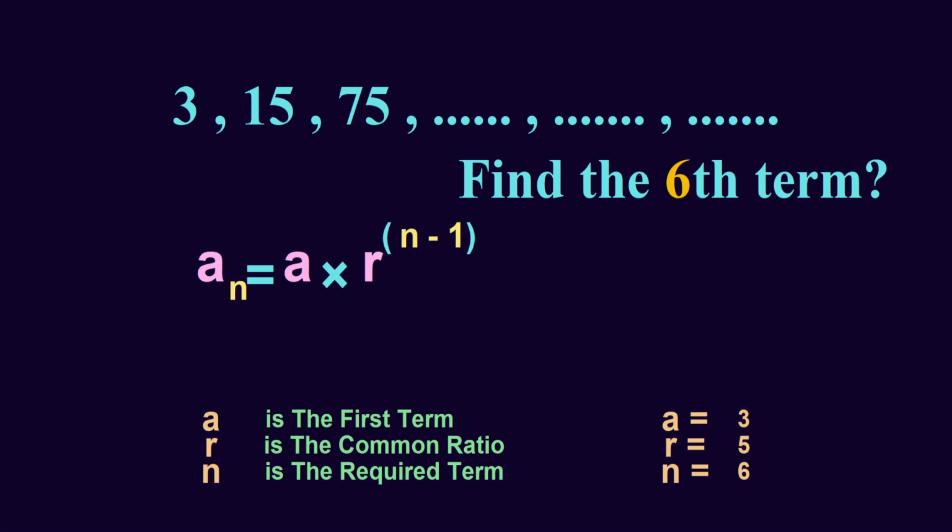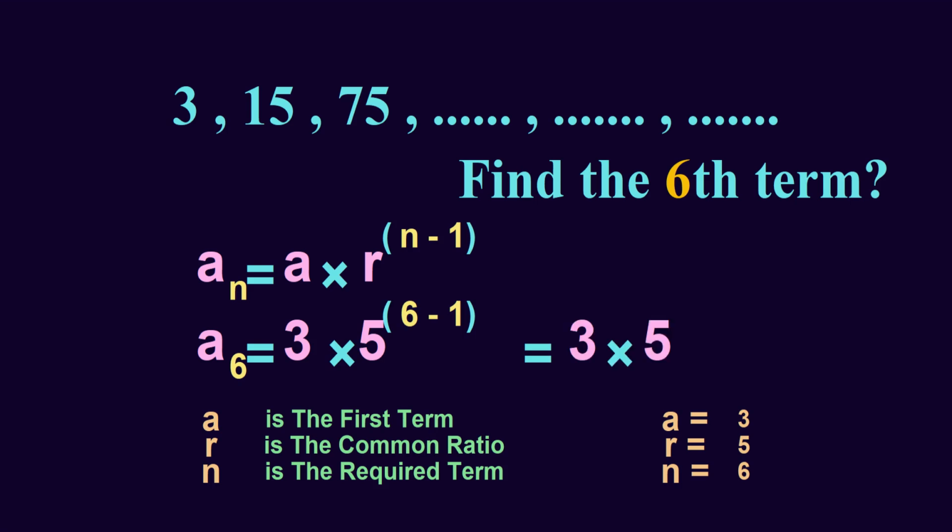Substituting a, r and n into the equation, we find that a_6 equals 3 times 5 to the power 6 minus 1, which equals 3 times 5 to the power 5, which equals 9375. And this is the solution by using the formula method.